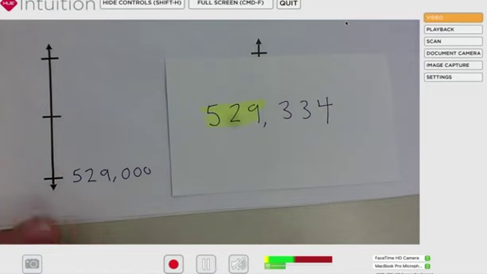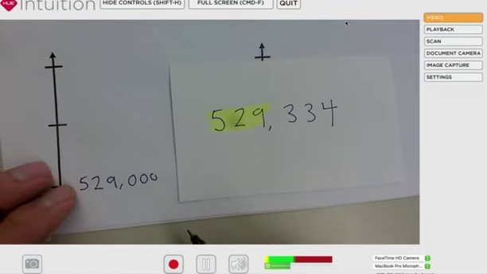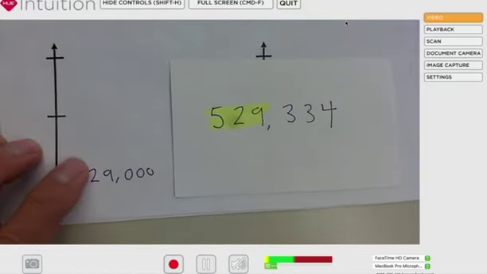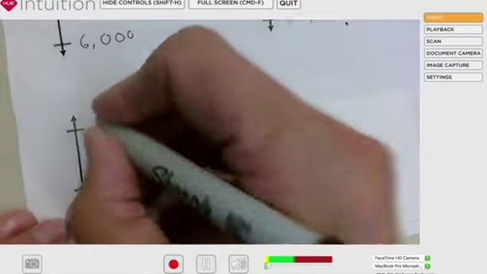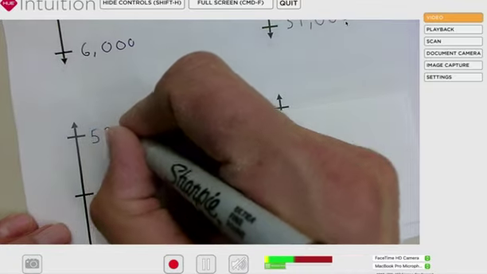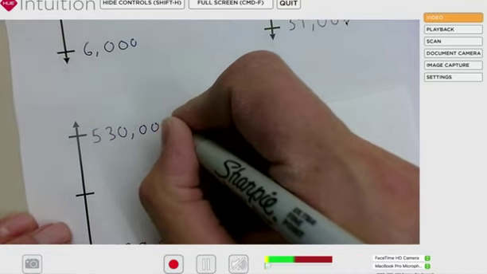What is one more than 529? What is one more thousand than 529,000? If that's too much for you, ask yourself, what's one more than 29? You could do that. It's 30. So 530,000. Those are your two choices.